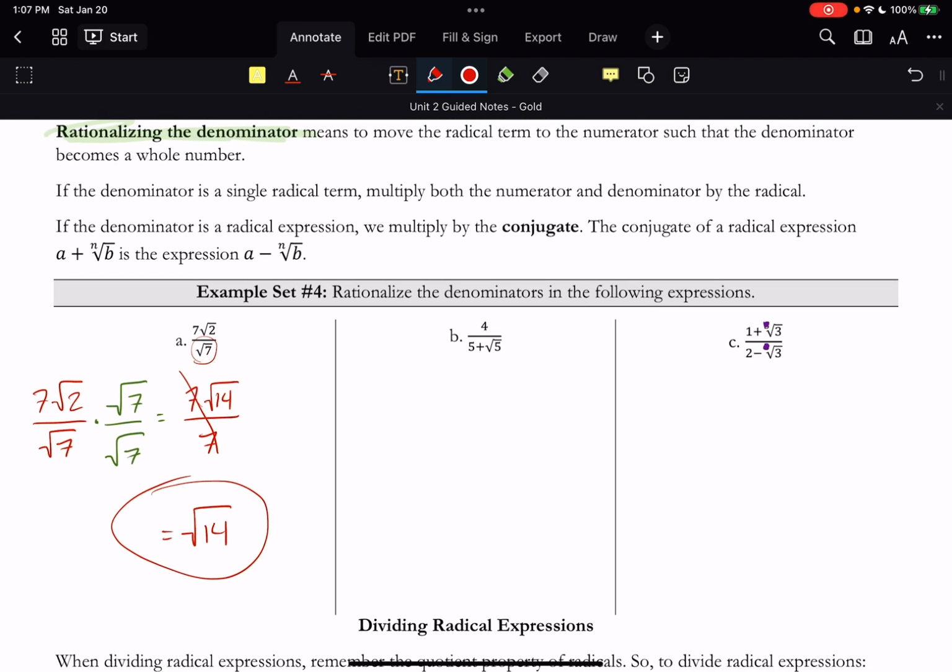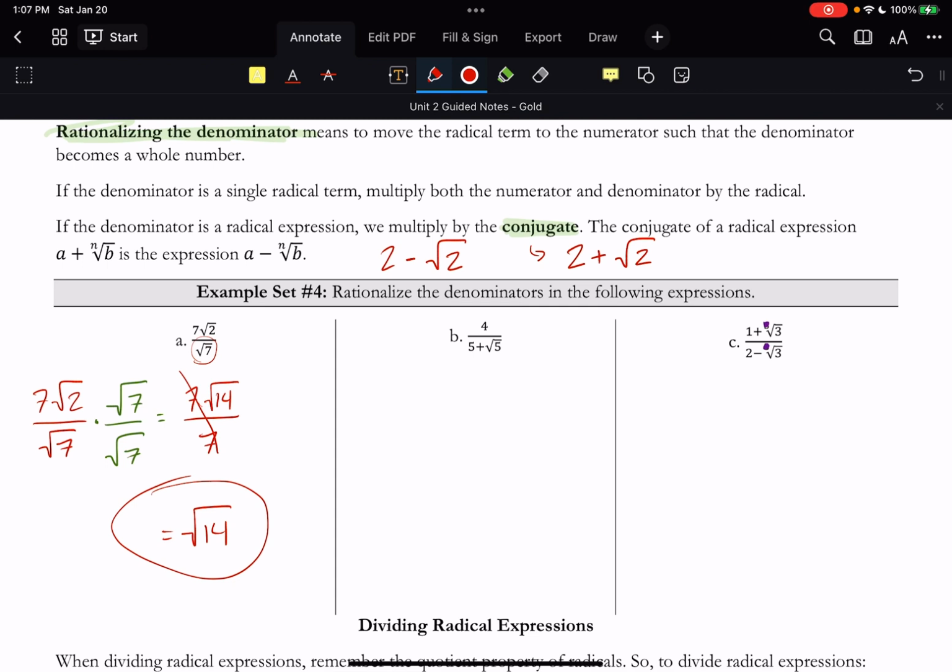If I look at B, it is different because I have a full expression. So when you have a full expression, you're going to multiply by the conjugate of whatever is in the denominator. The conjugate of a radical expression is just where the radical term flips signs. So if I had something like 2 minus the square root of 2, its conjugate is 2 plus the square root of 2. So again, the radical sign is always just going to change.